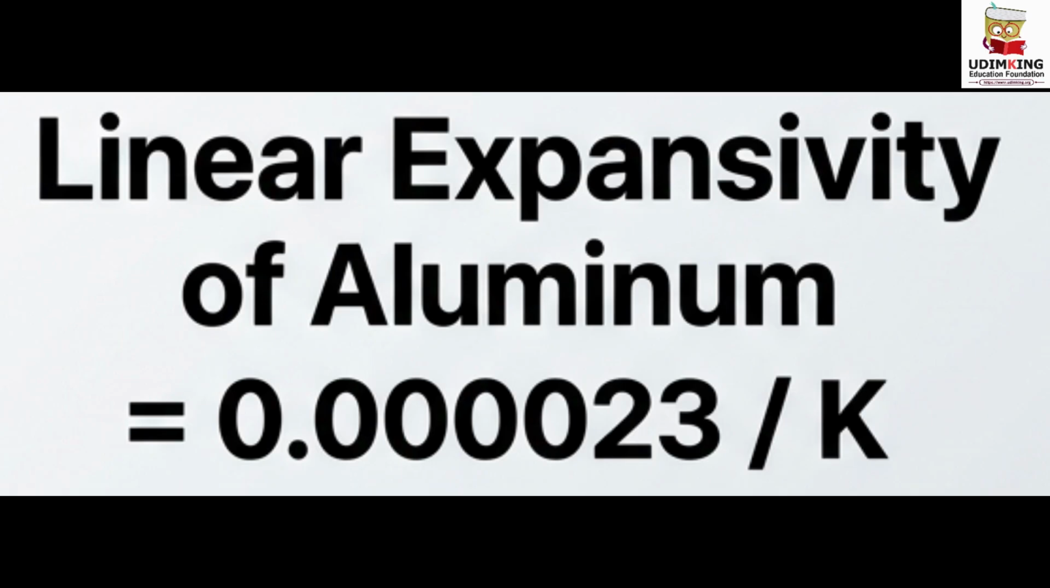Imagine scientists tell you that the linear expansivity of aluminum is 0.000023 per Kelvin. That sounds abstract, doesn't it? And why is the unit per Kelvin if we are talking about a change in length? Is length not supposed to be measured in meters or probably centimeters? So let's break it down to its most ordinary meaning.